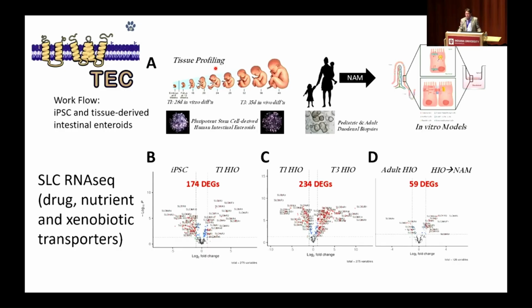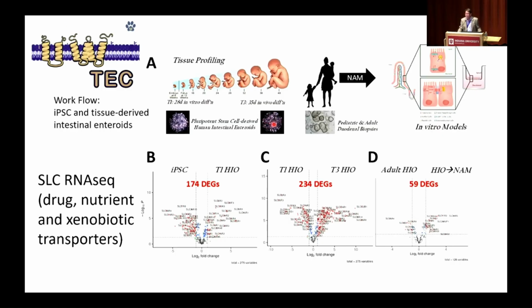If you want to look at first or third trimester, you can take iPSCs and differentiate them first for like a month in vitro, and they look like a T1 intestine based on single cell RNA-seq. And this is archival data. If you take those same cells and differentiate them further by in vivo propagation, and then look at them again in vitro, they look like a third trimester.